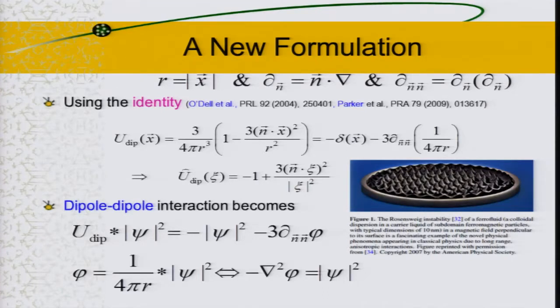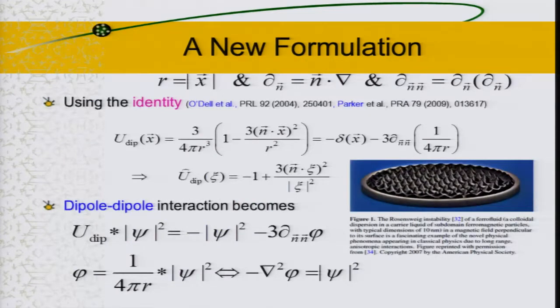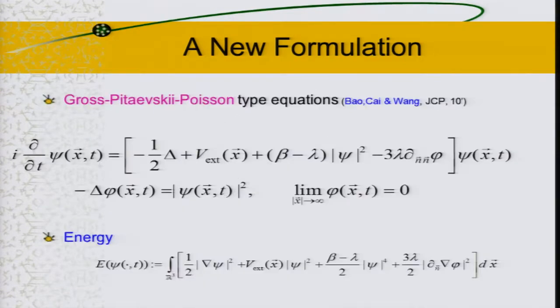In fact, this dipole model is also related to what they call Rosensweig instability for the ferrofluids. And with this, you plug this decomposition into this convolution, and you end up with this type of convolution. This one can be decomposed into a local contact interaction minus 3 d_nn phi. We know phi is 1 over 4 pi r convolved with |psi| squared, which shows this phi is nothing but the solution of a Poisson equation in R3. So you plug this back into the original equation, and you end up with a new formulation, a Gross-Pitaevskii-Poisson type equation.